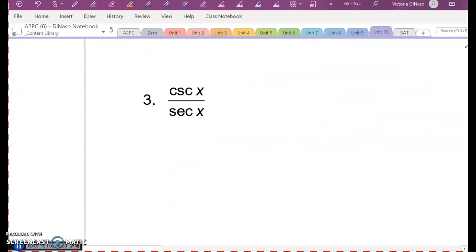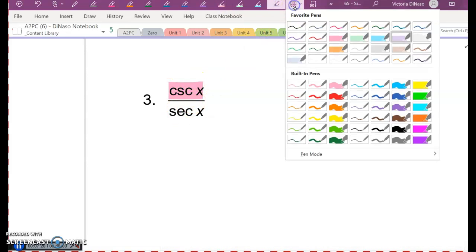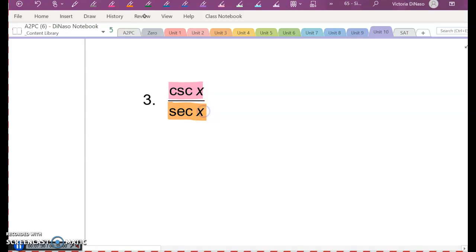All right, number 3, this is division. We're going to start by changing these. So you just have to start by changing these into sines and cosines. I'm going to change that, and I'm going to change this. All right, so I'm going to change cosecant into 1 over sine x divided by, because the division sign that was right here. And then we have secant, which is 1 over cosine.